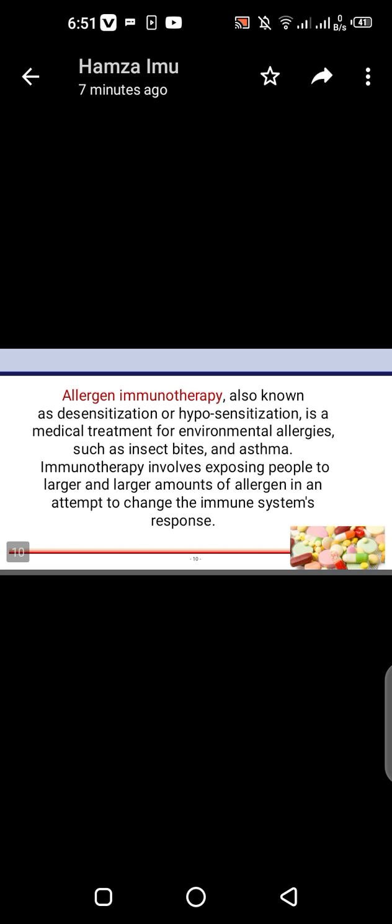Allergen immunotherapy, also known as desensitization or hyposensitization, is a medical treatment for environmental allergies such as insect bites and asthma. Immunotherapy involves exposing people to a large amount of allergen in an attempt to change the immune system response. Allergy medication side effects.